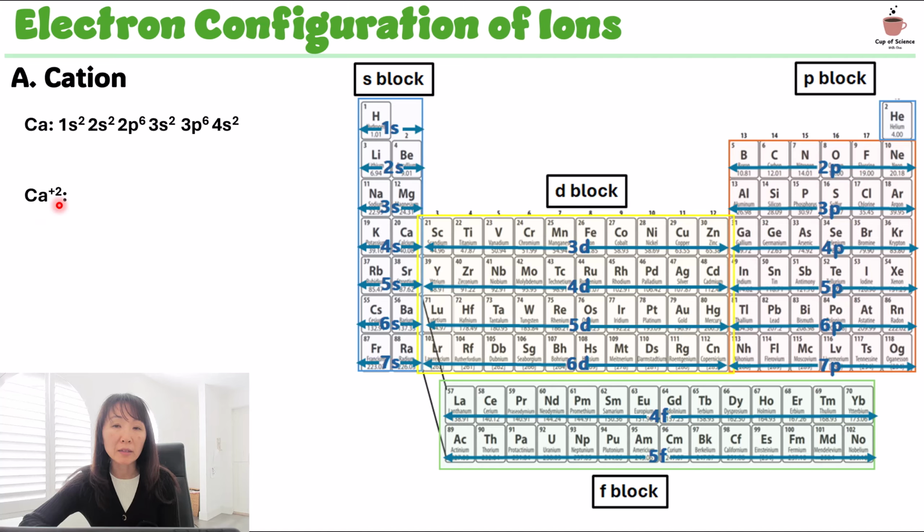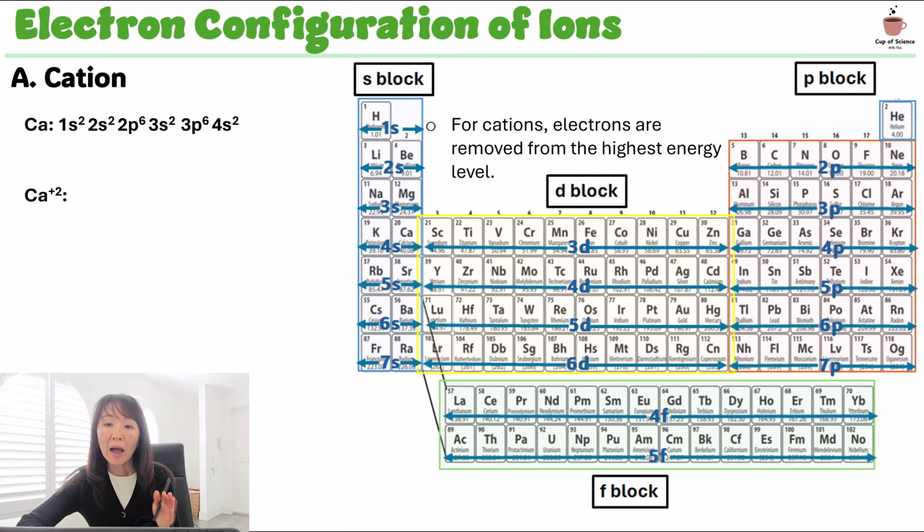But what about for calcium 2+? Plus 2 means 2 electrons have been lost. They've been taken out. Where did it lose them from? From the 1s, 2s, 2p? Well, you're going to remove them from the highest energy level. So which one is the highest energy level? 1, 2, 3, or 4? The highest energy level is 4.